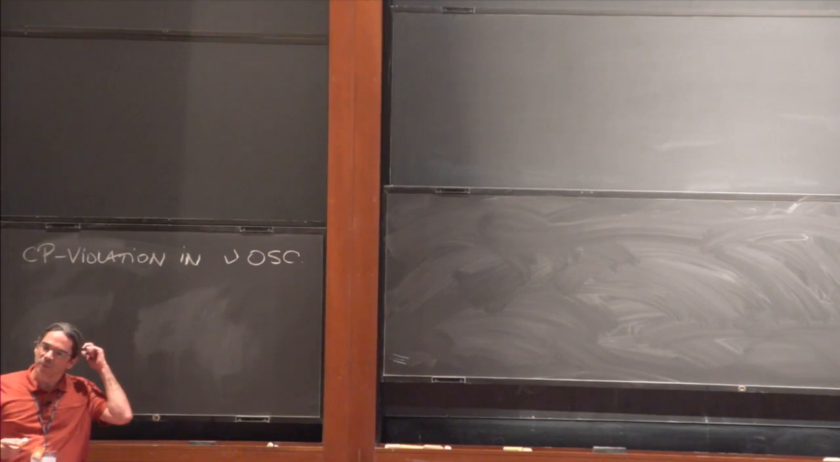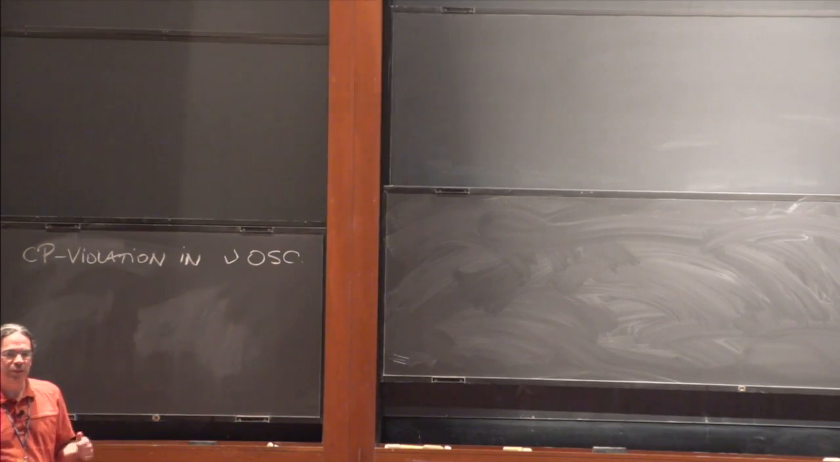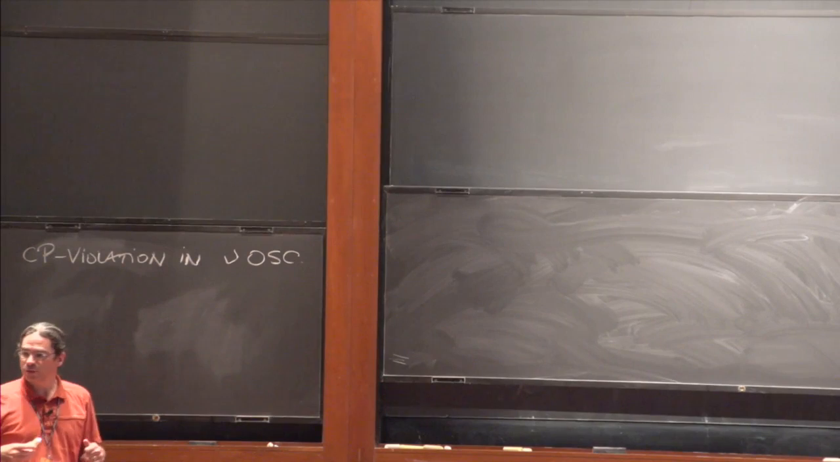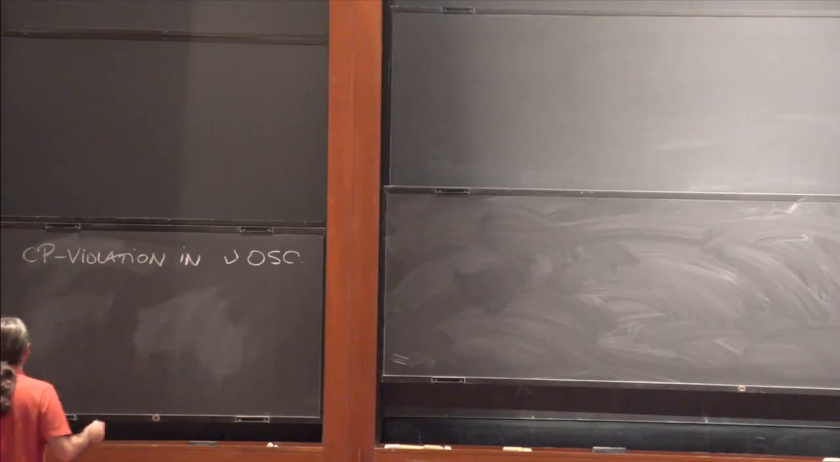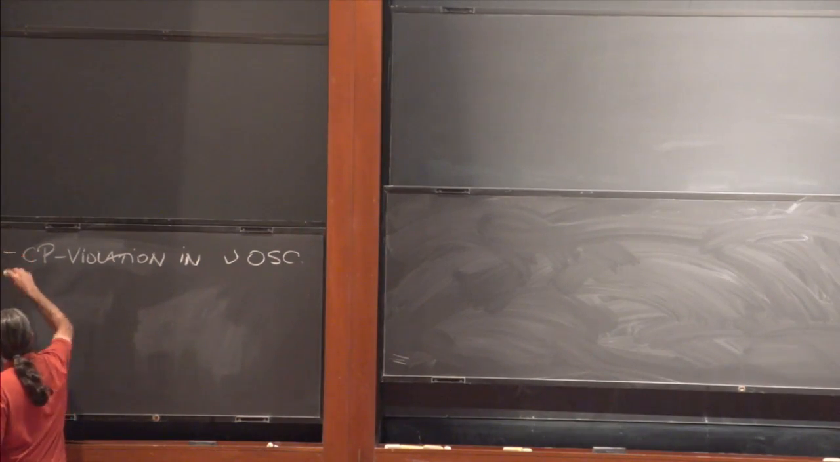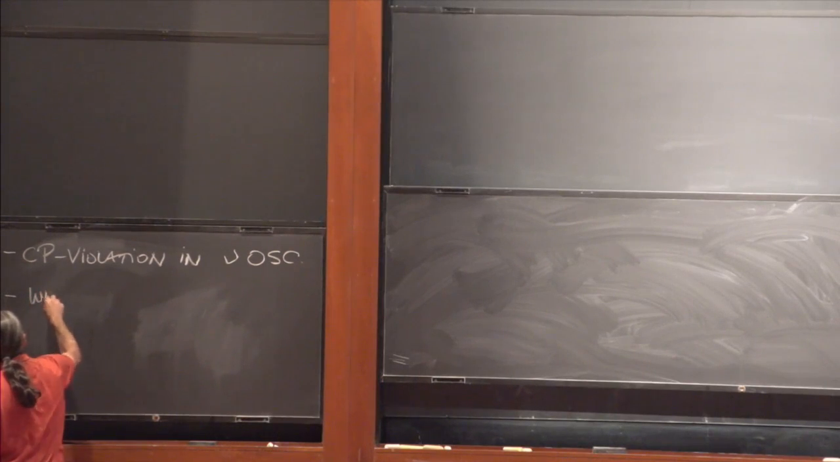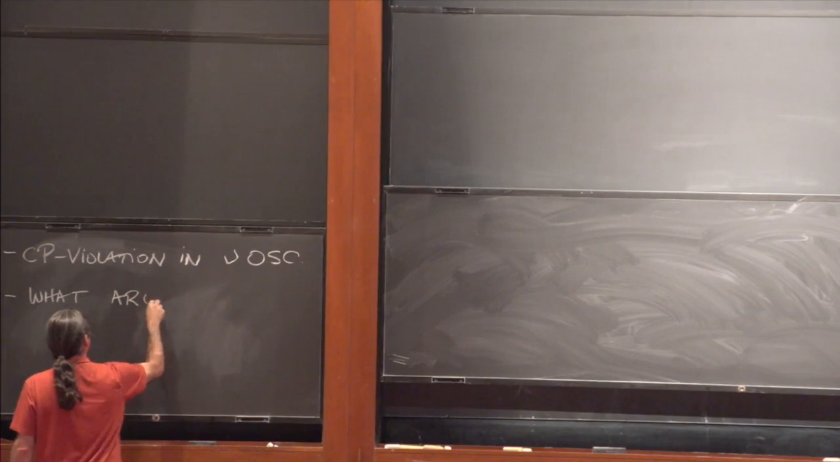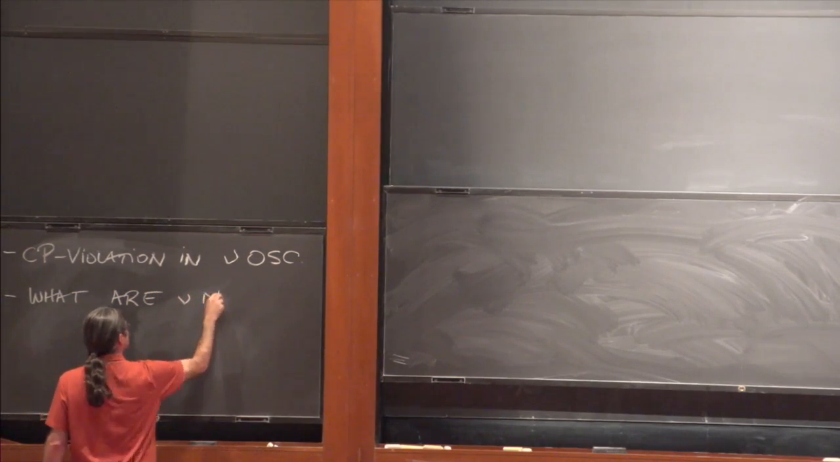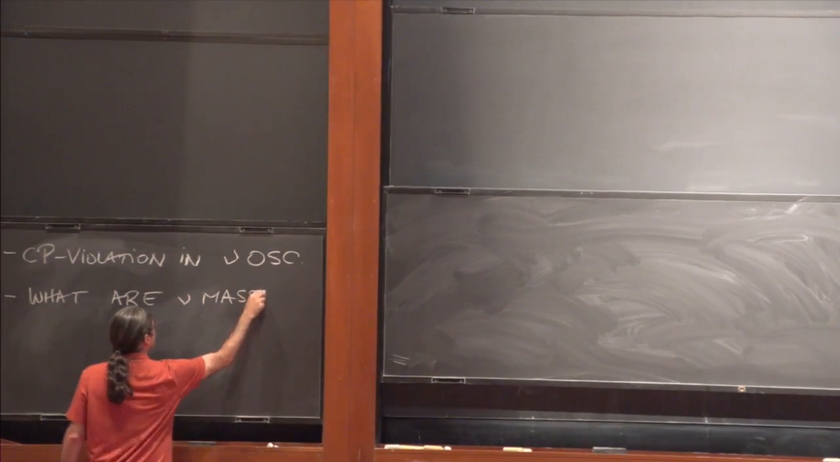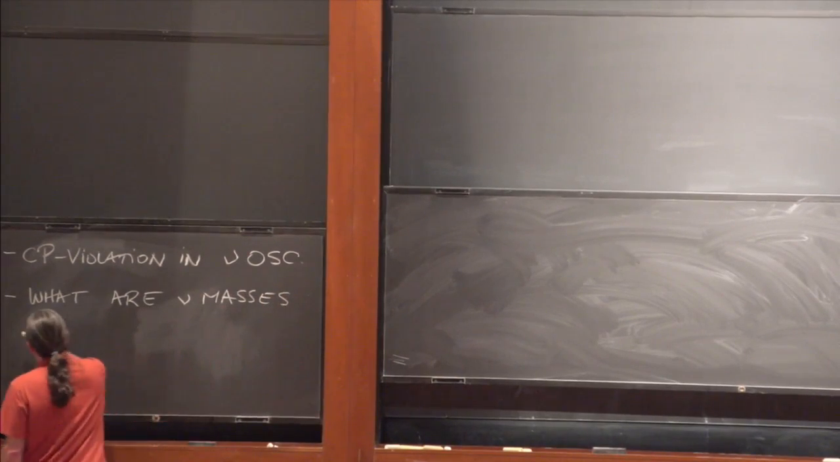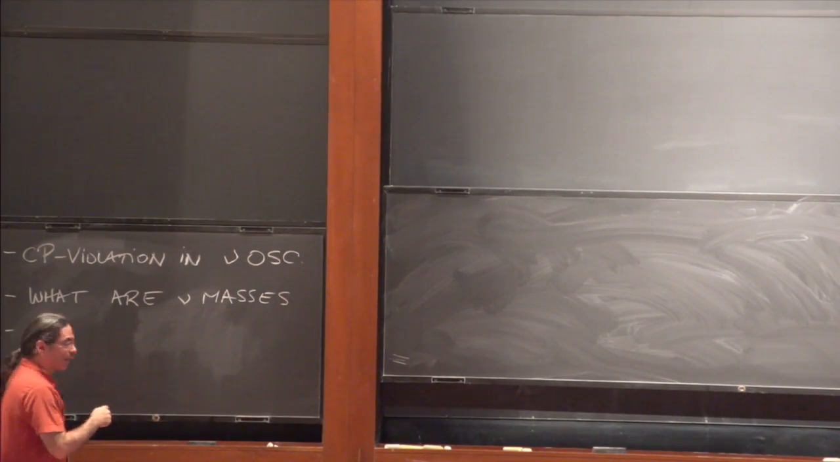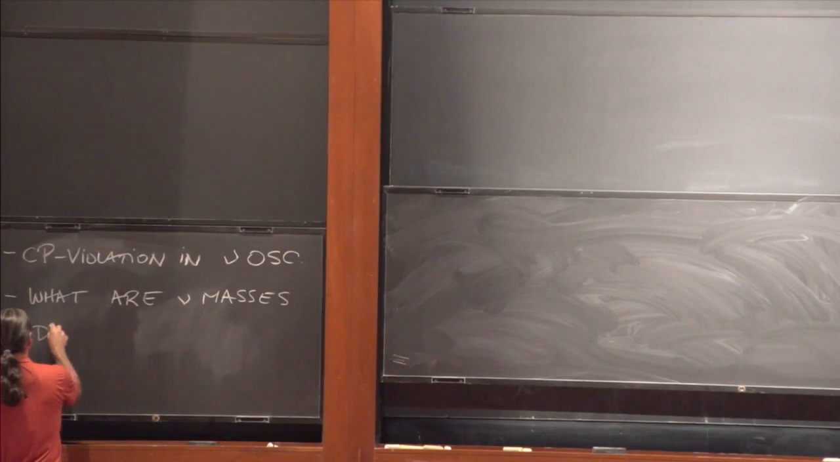Then I want to spend a little bit of time talking about neutrino experiments that are not related to neutrino oscillation. And they are usually guided by two very well-defined questions, which is what are the neutrino masses? And the other ones are guided by whether the neutrino is a Dirac or a Majorana fermion.